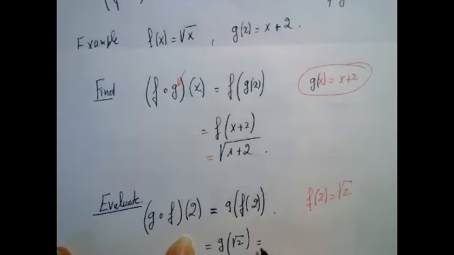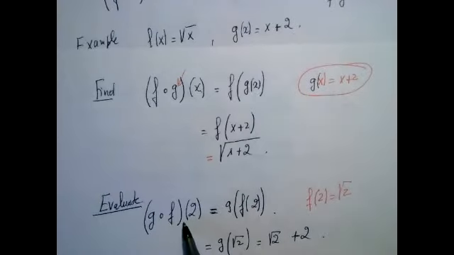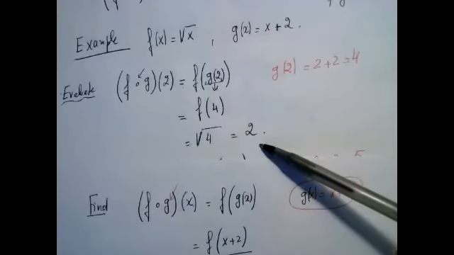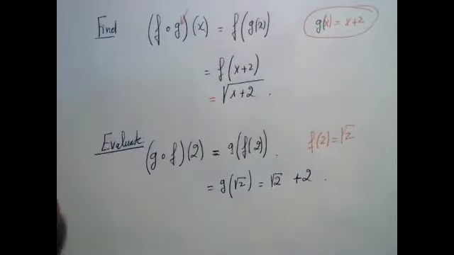Now what does G do? It takes whatever you give it, and it adds 2 to it. So very different. So G composed with F versus F composed with G, absolutely two different functions. Absolutely two different functions. All right.